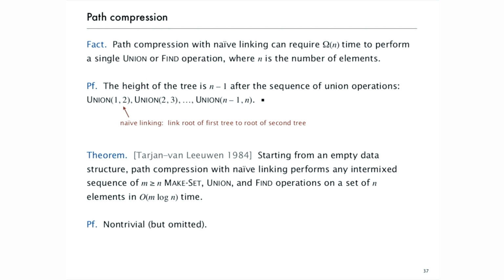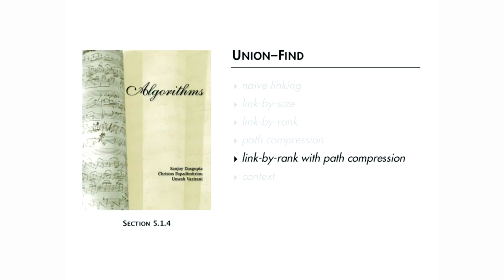So look, path compression with naive linking can still require omega n time to perform a single union or find operation. Okay, let's not go over this, because that's not interesting. So, link by rank and path compression.